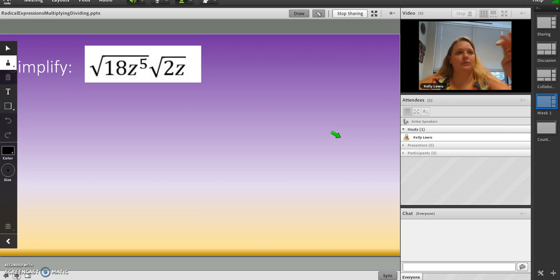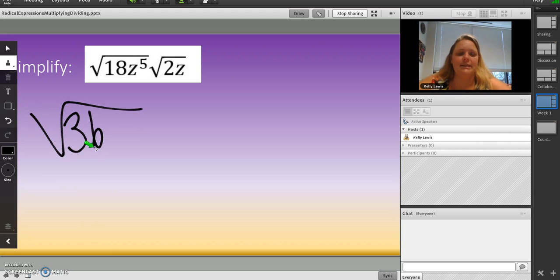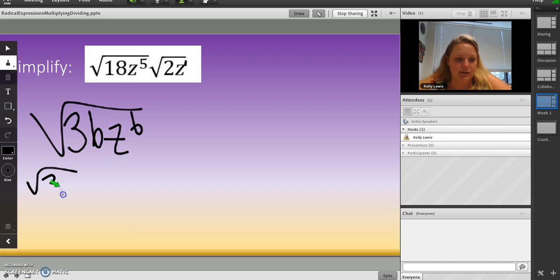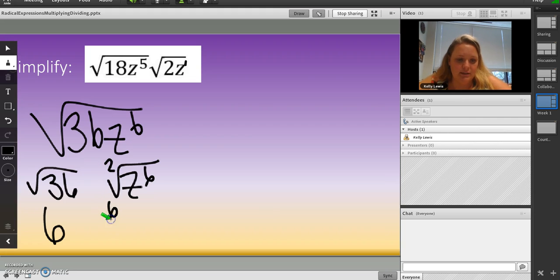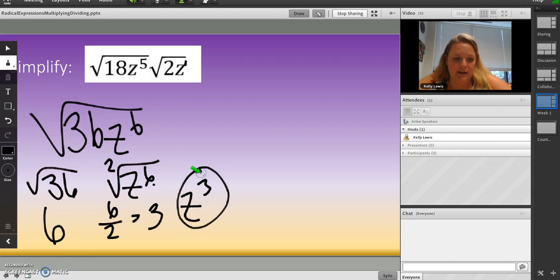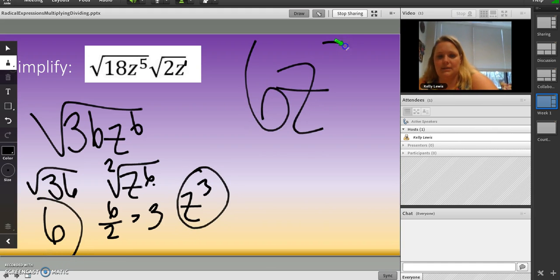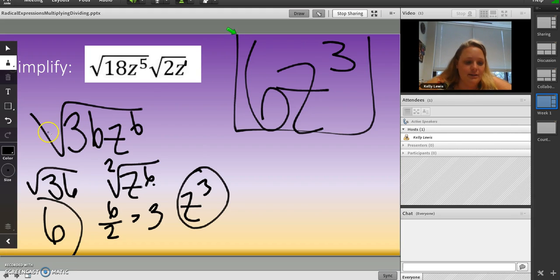Okay, 18 and 2. 18 times 2 is 36. Z to the 5th and Z, that's like an invisible 1 right there, so it's really Z to the 6th. So let's do the square root of 36, the square root of Z to the 6th. The square root of 36 is 6. And then remember the exponents, there's an invisible 2 right there. So we're going to do 6 divided by 2, so that's really Z to the third. So I'm going to combine them together, so I get 6 Z to the third. This is my final answer.